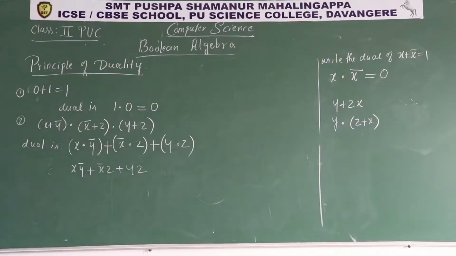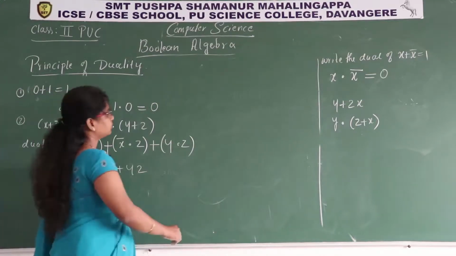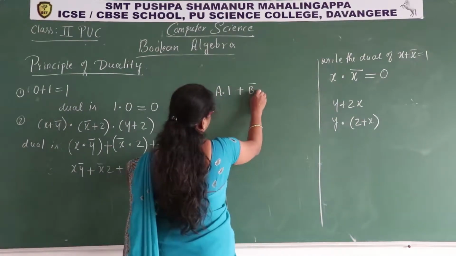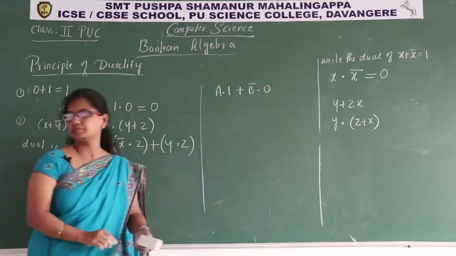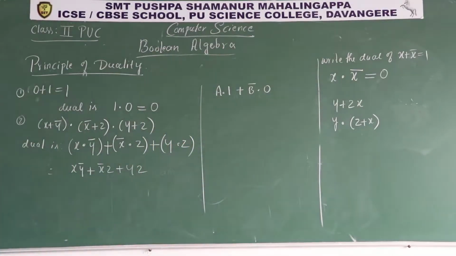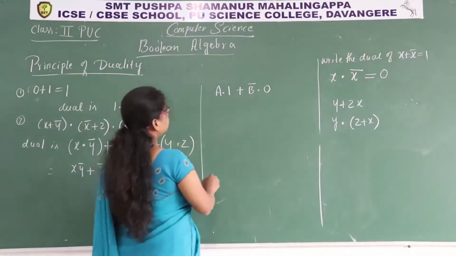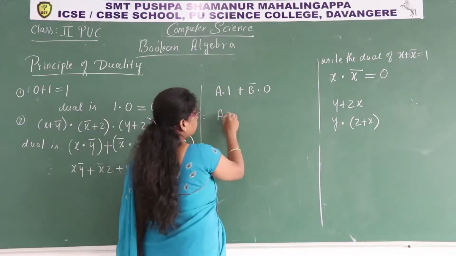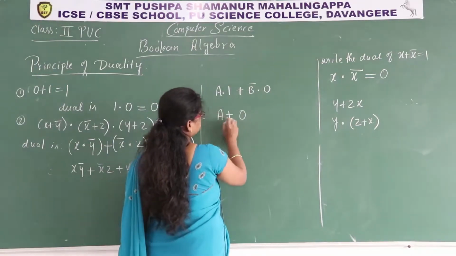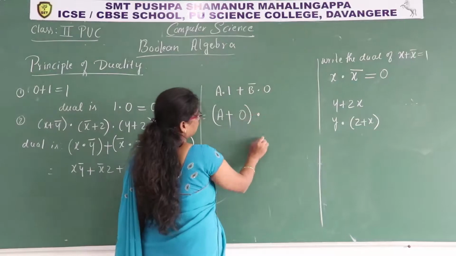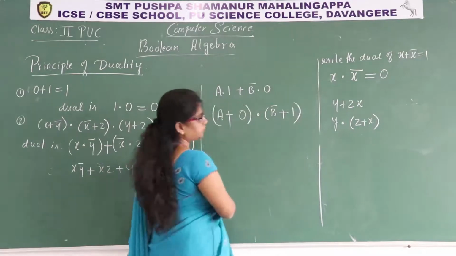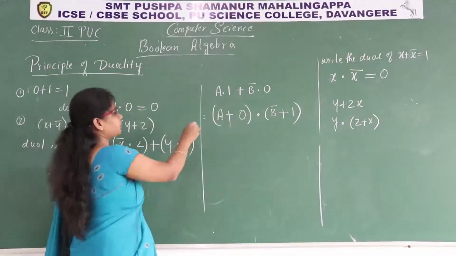Next, a dot 1 plus b bar dot 0. So what is the dual of this expression? A, the variable remains the same. Dot becomes plus, 1 becomes 0, and plus becomes dot, b bar remains the same, plus 1. So this is the dual of this expression.